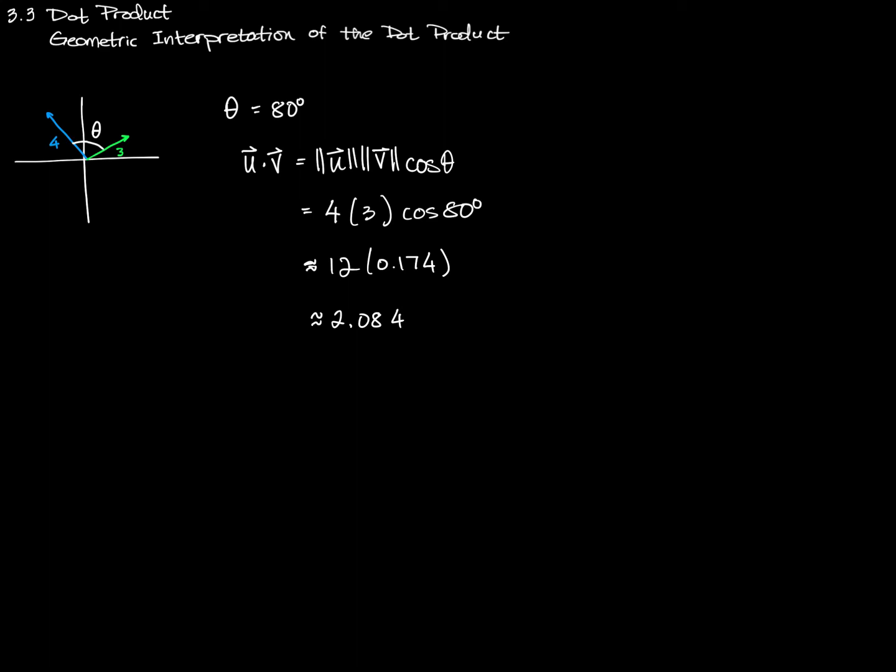So I can use the information about the magnitudes of the vectors and the size of the angle between them to determine the dot product, but that's not actually how this is mostly used. How this information is mostly used is in that other form that we have of this formula, and that is that the cosine of theta is equal to the dot product of two vectors divided by the product of their magnitudes.